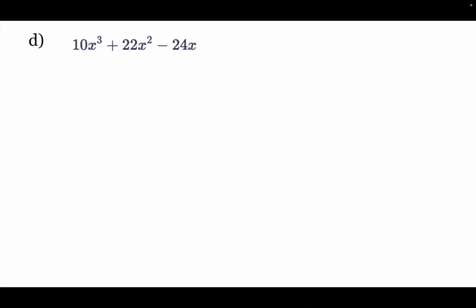Okay, so this guy is already in descending order. Power of 3, power of 2, power of 1. It goes from big power to littlest power. Okay? So, GCF. I can first divide them all by 2. And they all have at least one x. So my GCF is going to be 2x. So 2x is going to go in the front.